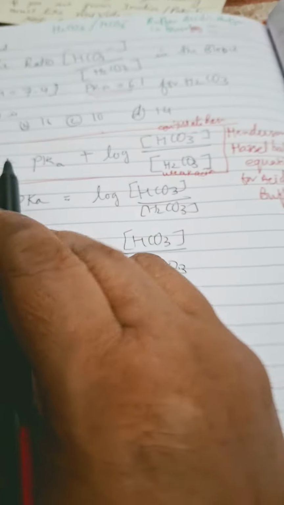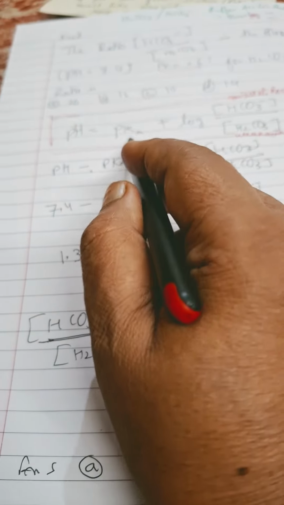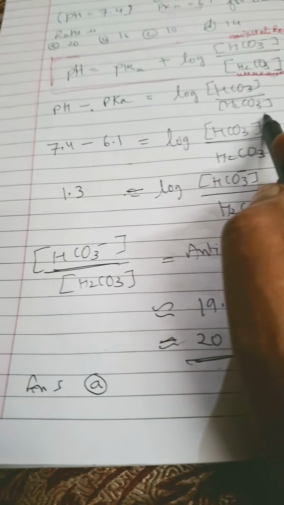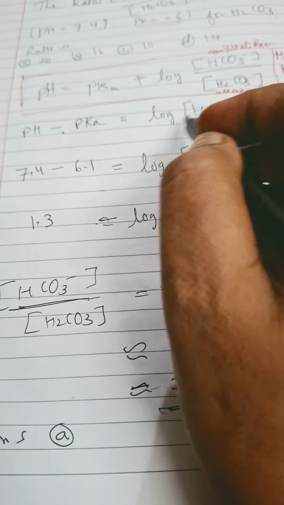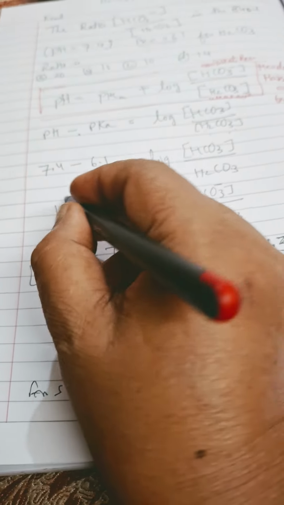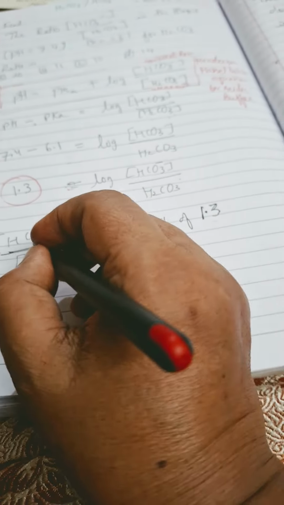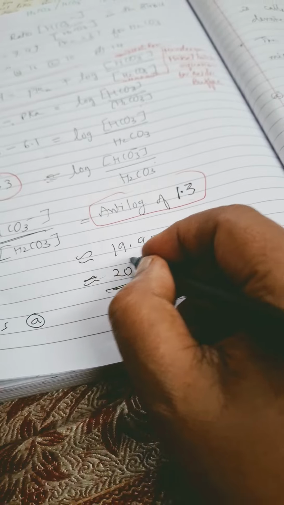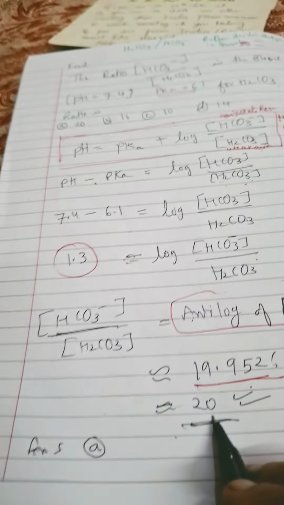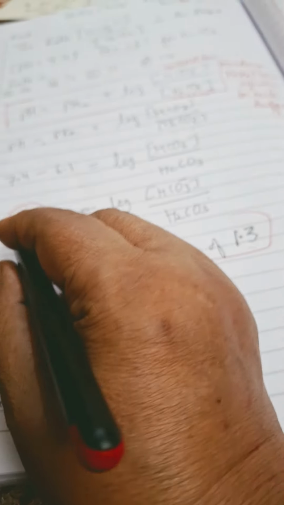Okay, always weak acid and conjugate base. Clear? So in this way we will put the values: pH is equal to pKa plus log of this we discussed. Now we will put this on the left side. So we will get log of HCO3- and H2CO3. So pH minus pKa is equal to log of HCO3- divided by the molar concentration of H2CO3. We will solve it. It will be 1.3 is equal to log of this, and then when we take the anti-log of 1.3 we will get approximately 19.9. So again we equate that it is 20. So the answer is A.